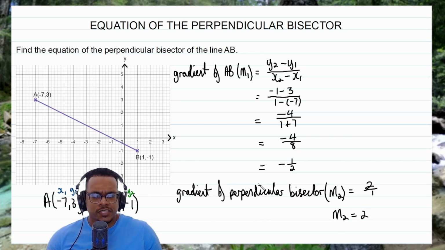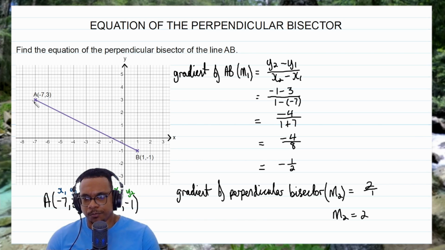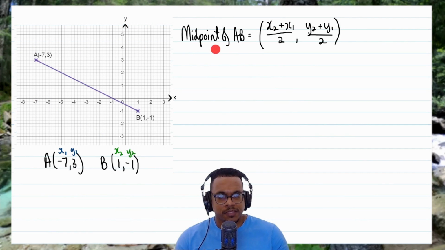Now, in order to find the equation of a line, we need two things: the gradient and any point the line passes through. So now that we have the gradient of the perpendicular bisector, we need a point that the perpendicular bisector is passing through. And we said at the beginning that the perpendicular bisector will pass through the midpoint of AB. So now I'll have to find the midpoint of AB. So to find the midpoint of AB, we simply add up the x components of the coordinates and divide it by 2. And we add up the y components of the coordinates and divide it by 2.